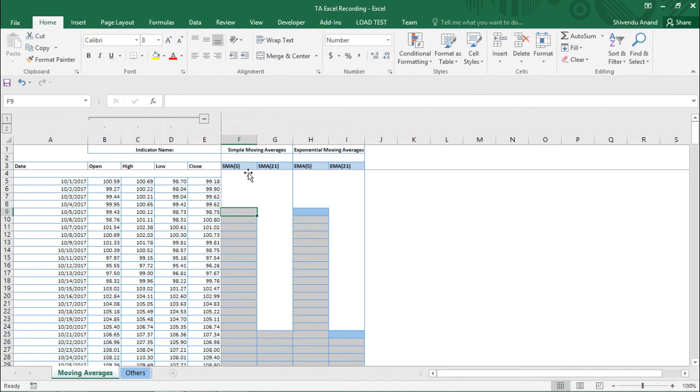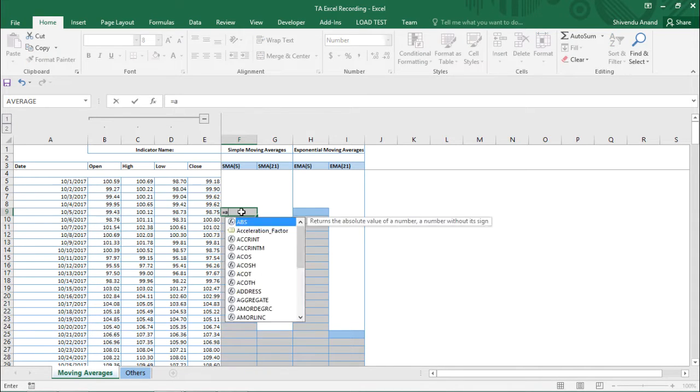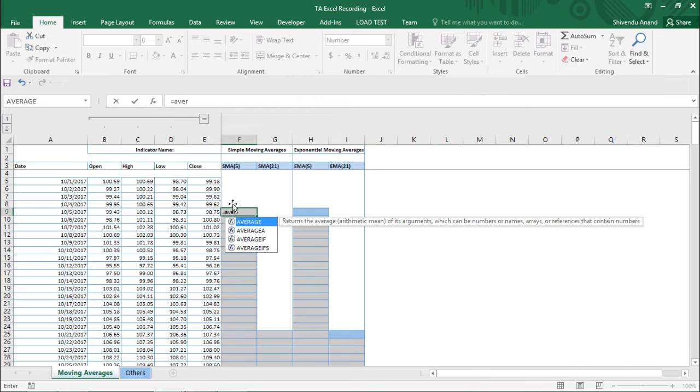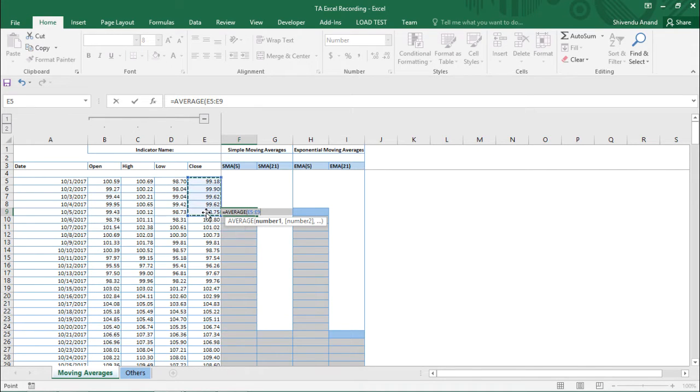So as you can see, SMA 5 means we need to consider the simple moving average for 5 days. The formula would be very simple. We will be using equals average, then pressing tab, the bracket gets opened, average is selected. We'll select these 5 days for which we are going to calculate the simple moving average, and we will close the bracket. And here we go, the 5 days average for this particular stock's closing price is 99.41, right?